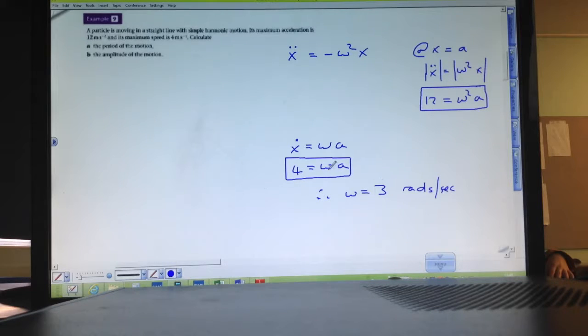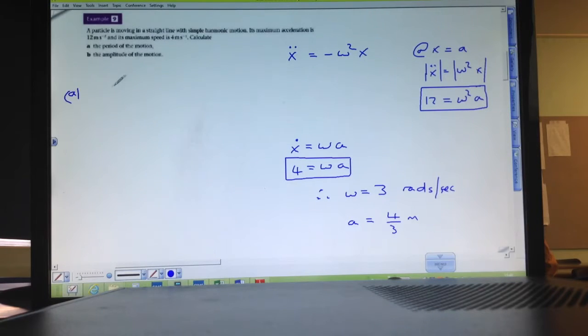Right, and therefore I can shove it back into here, and therefore A is equal to 4/3. That's it, 4/3. And what's the units of that? Standard index units. What's amplitude? Meters. What is the amplitude? It's measured from O to the extremity. Yeah? Right, so we've got that now, and it's going to help us to work out part A.